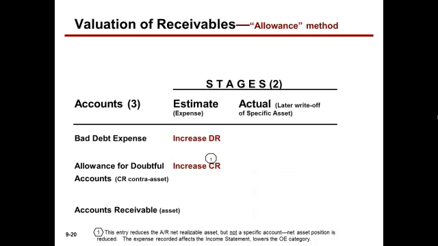So in the estimate stage, we'll do a debit to bad debt expense, increasing bad debt expense, which reduces the owner's equity category. And the credit will be to this new allowance for doubtful accounts, this contra asset account. We'll increase this allowance account with a credit. We learned earlier that any increase to an account is its normal balance. So a credit balance is the normal balance for the allowance for doubtful accounts.